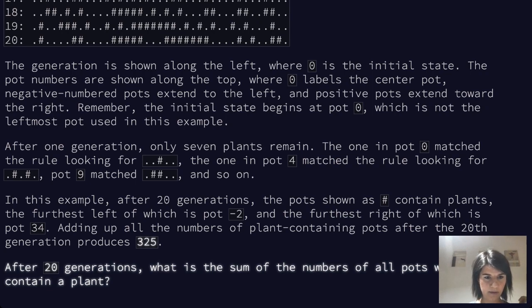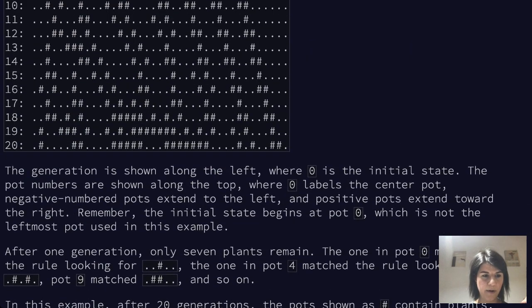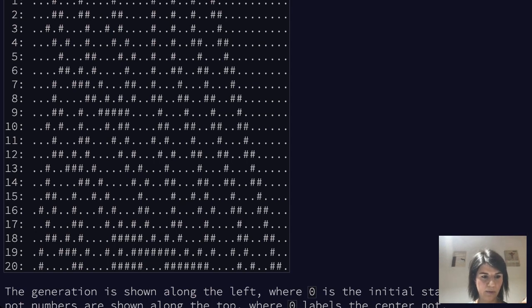Okay, in this example, after 20 generations, the pots shown as sharp contain plants, the furthest left of which is pot -2, and the furthest right of which is 34. Oh, adding up all the numbers of plant-containing pots after the 20th generation produces 325. So I'm adding up -2 plus 5 plus 6 and so on. Oh, thank you so much. I would have totally gone the wrong direction with that. Okay.